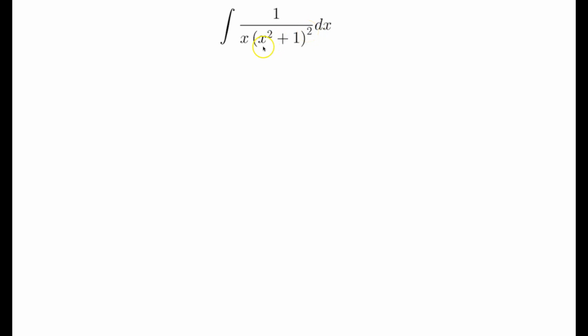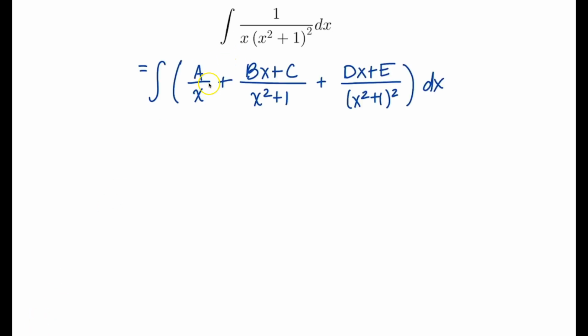So our partial fraction decomposition setup is going to have the following look. We're going to have a generic constant a over x, plus a generic linear function bx plus c over x squared plus 1, plus another generic linear function dx plus e with different coefficients over quantity x squared plus 1 all squared. So now we need to go ahead and solve for all 5 missing values.